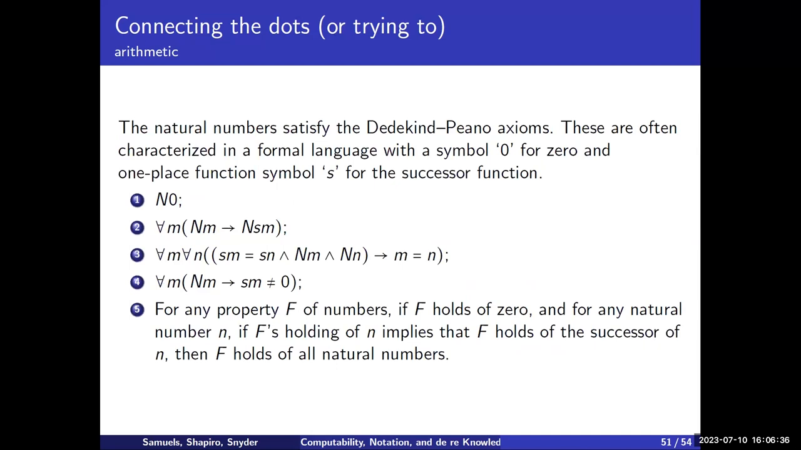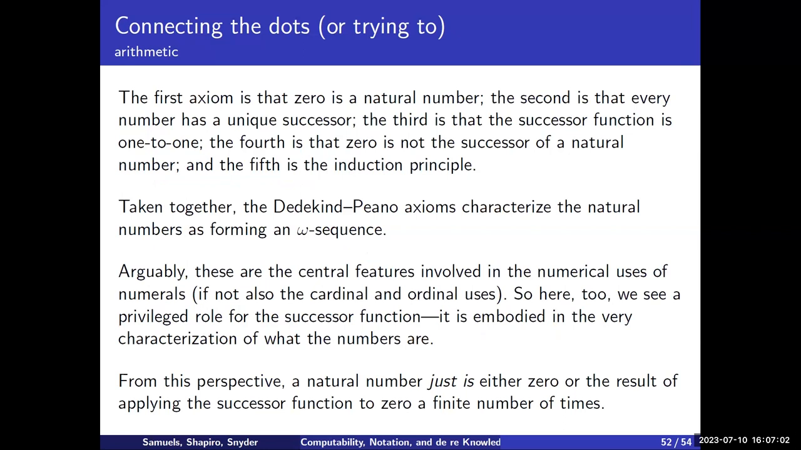Right. The natural numbers, in this sense, satisfy the Dedekind-Peano axioms. They're often characterized in a formal language with a symbol 0 for zero, and a one-place function symbol S for the successor function. Again, this audience doesn't need to have the Dedekind-Peano postulates enumerated in detail, right? So the first axiom is that zero is a natural number. All right, again, that's just a gloss on them. So taken together, the Dedekind-Peano axioms characterize the natural numbers as forming an omega sequence. Arguably, these are the central features involved in the numerical uses of numerals, if not also cardinal and ordinal uses.